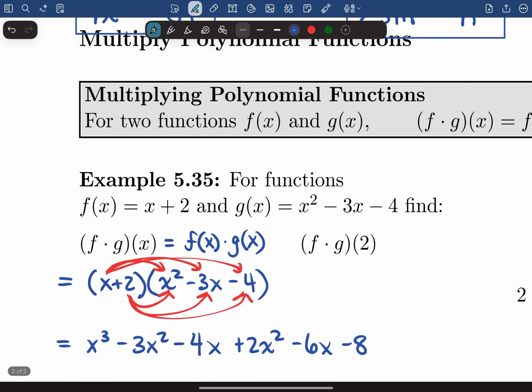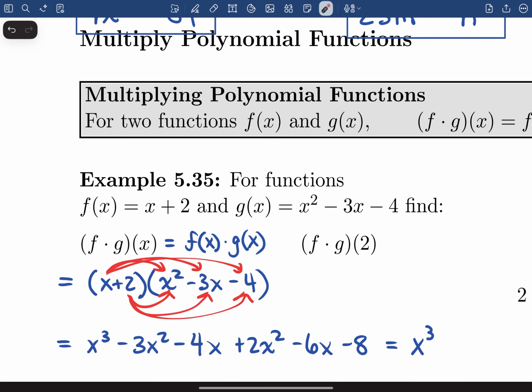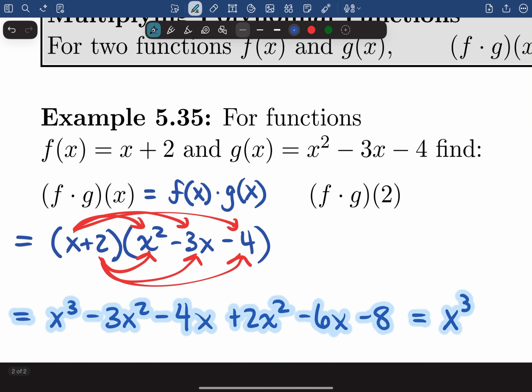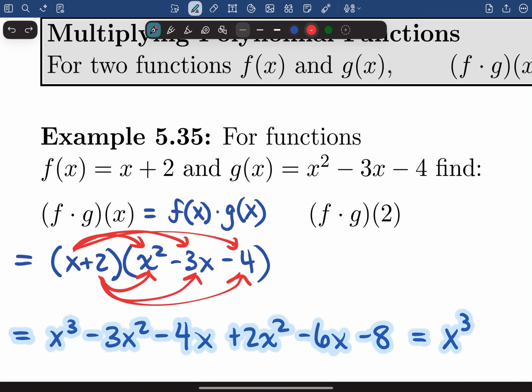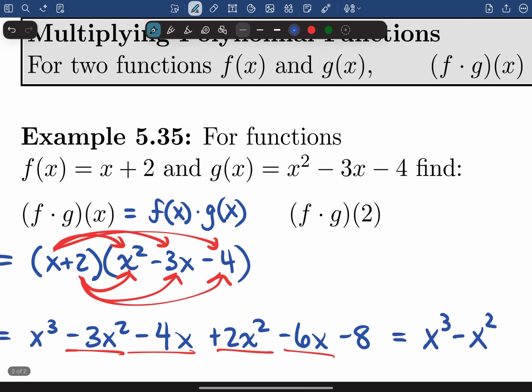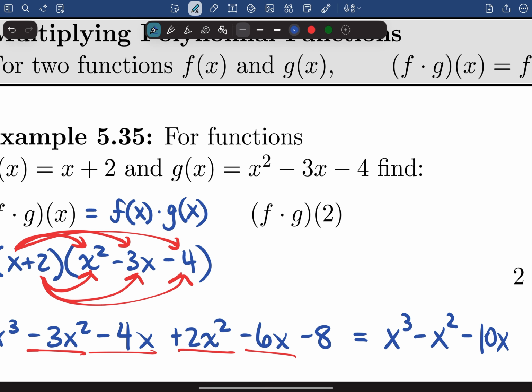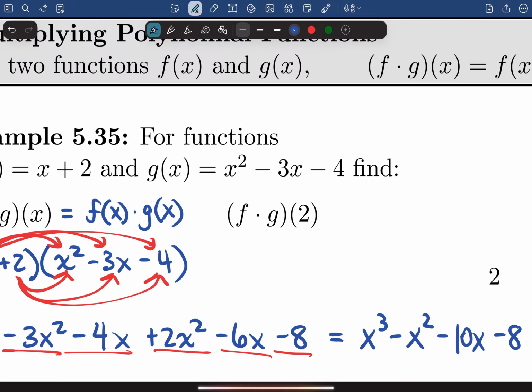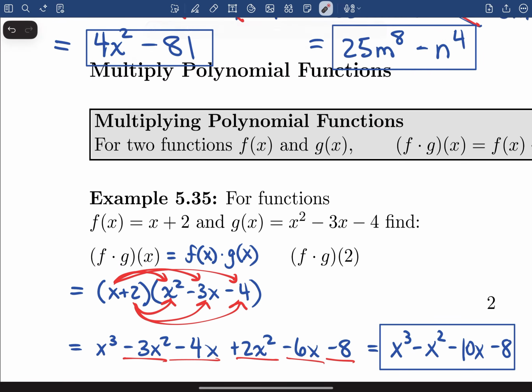Now, we can combine any like terms. I see x cubed is the only term with power of 3. Now I'm going to look at my x squared terms. Here I have negative 3x squared and positive 2x squared, which gives me negative 1x squared, so I write that. And now I have a negative 4x and a negative 6x, which combine together to make negative 10x. And then lastly, I have this constant negative 8, and so I write the negative 8 at the end. So here is the result of multiplying these two functions together.